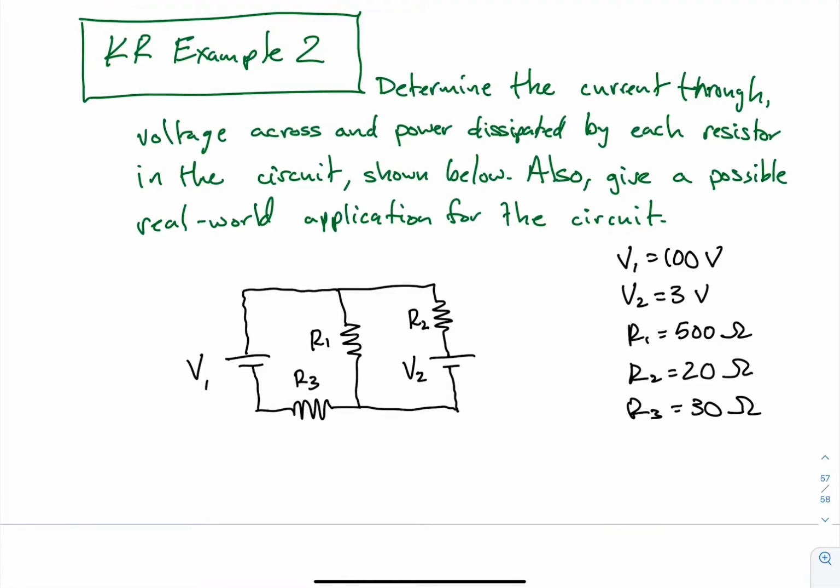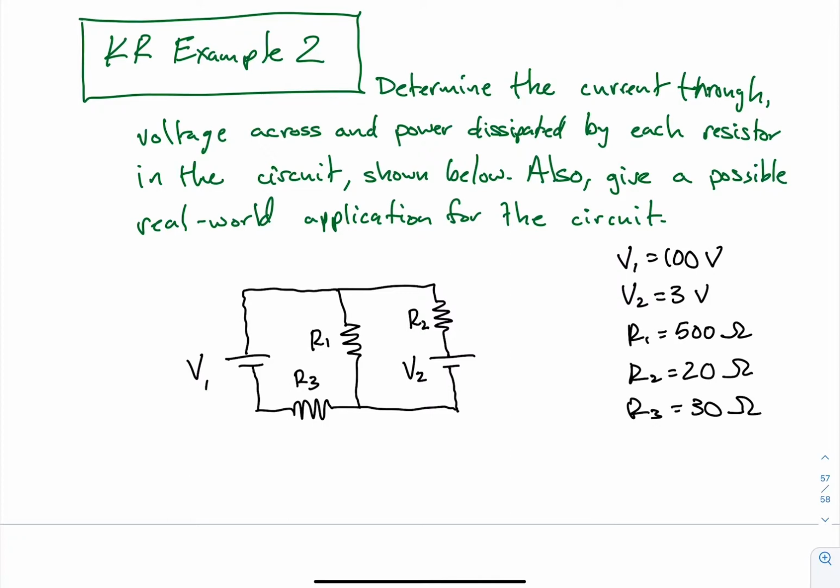Hi, it's Ryan. This is our second example using Kirchhoff's rules. This example has the circuit drawn with two power supplies. In this example, we're going to determine the current through, the voltage across, and the power dissipated by each resistor in the circuit, which is shown below. We're also going to give a possible real-world application for this circuit.